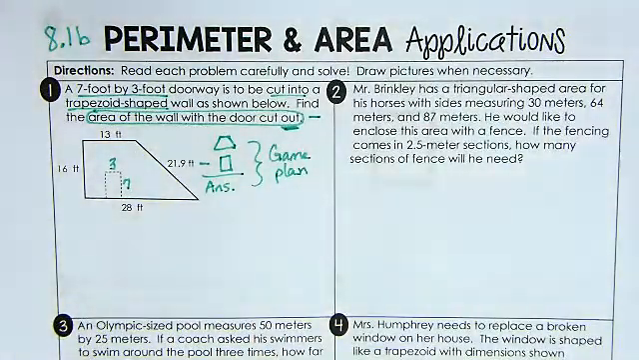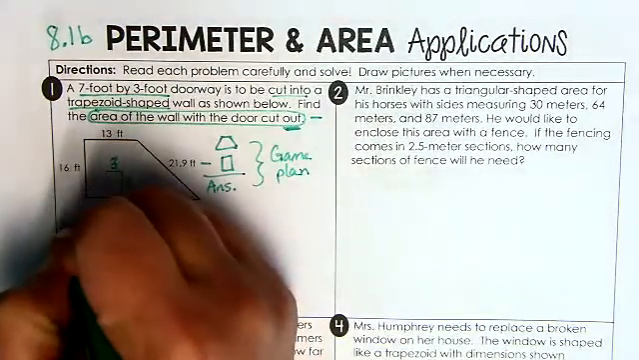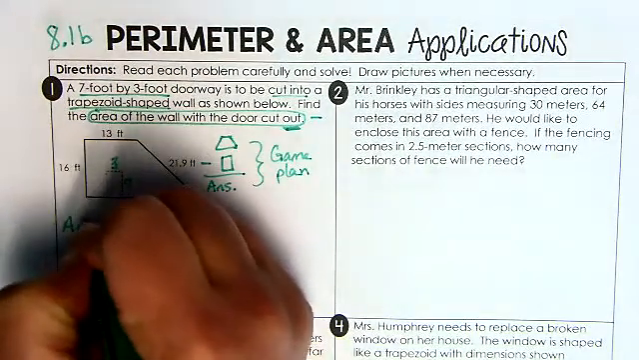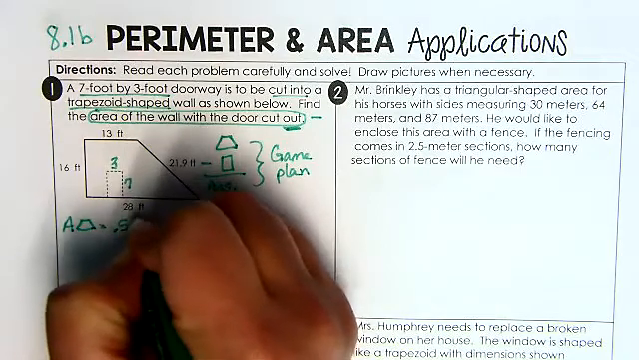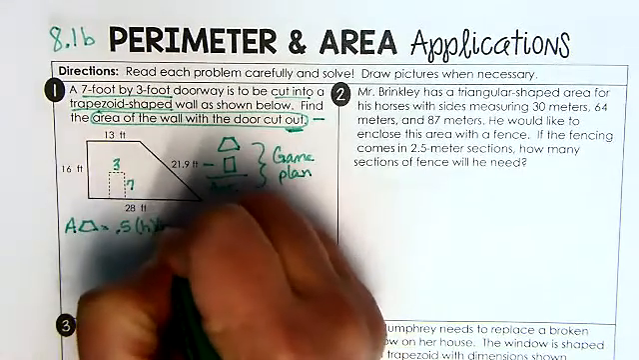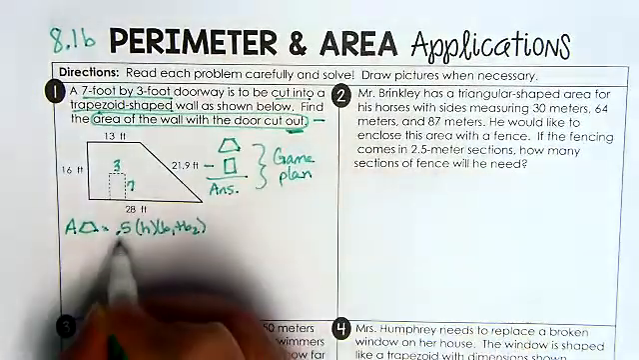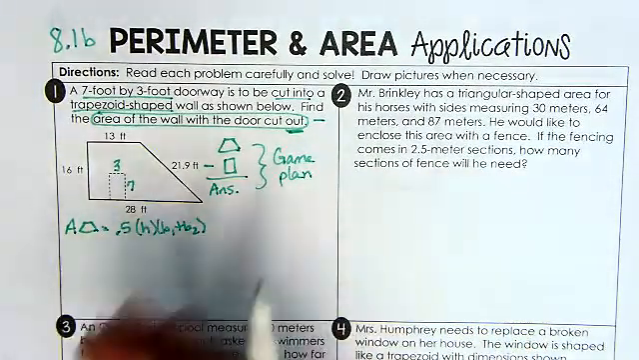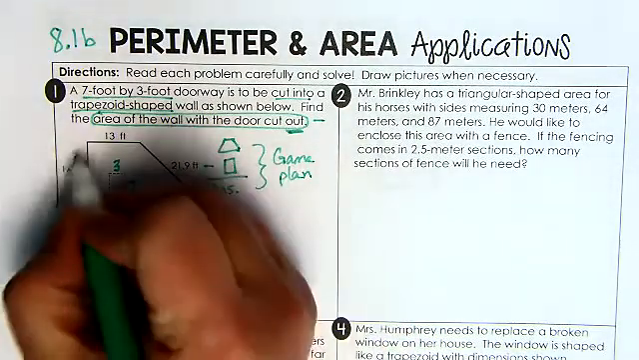Here we go. Okay, so now we need to find the area for each one. So let's start off with the area of the trapezoid. That's going to be 0.5 times the height times B1 plus B2. I'm doing 0.5 instead of divide by 2 just to save space for this one. So now I plug in my numbers.